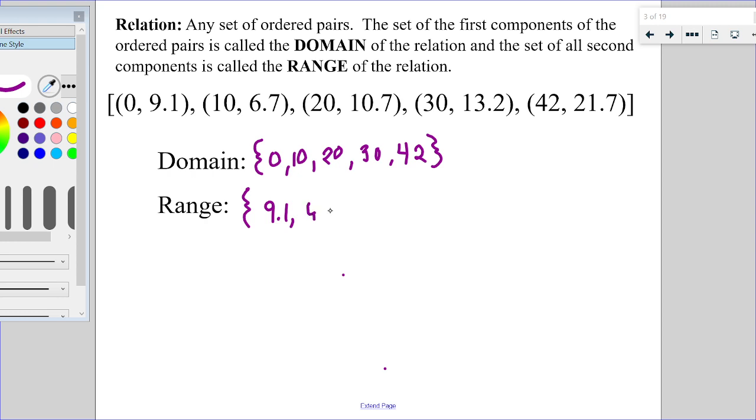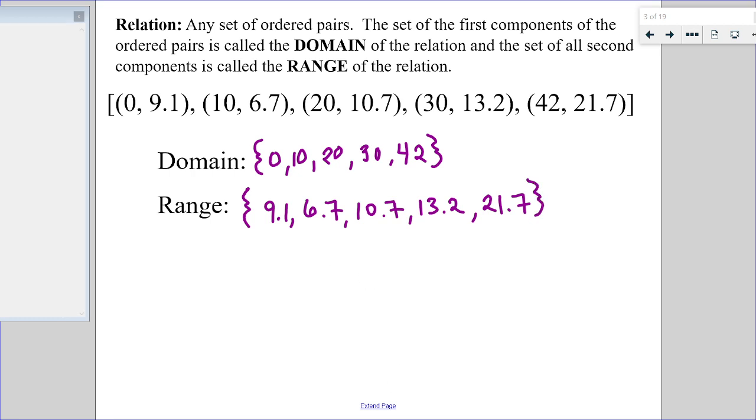So 9.1, 6.7, 10.7, 13.2, and 21.7. Any questions on domain or range? X values, y values, input, output.